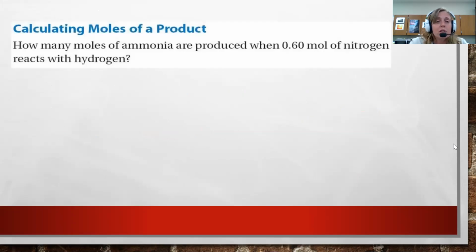So the first question says, how many moles of ammonia are produced when you start with 0.6 moles of nitrogen and then it reacts with hydrogen? Now, a lot of times in these problems, they are throwing in extra information to confuse you. So in this problem, you need to focus on two things.